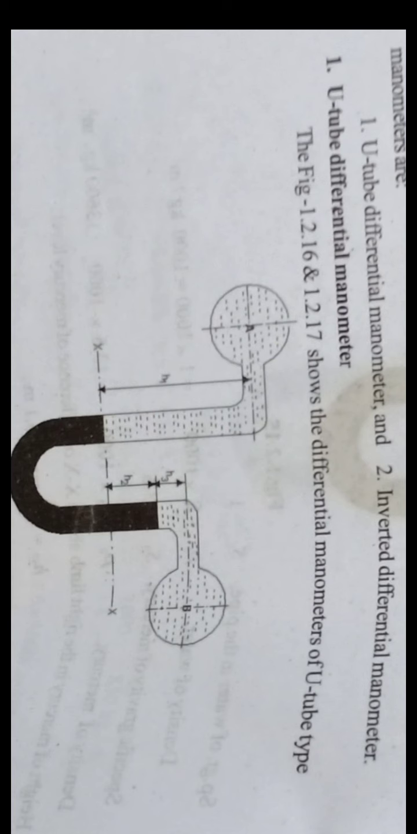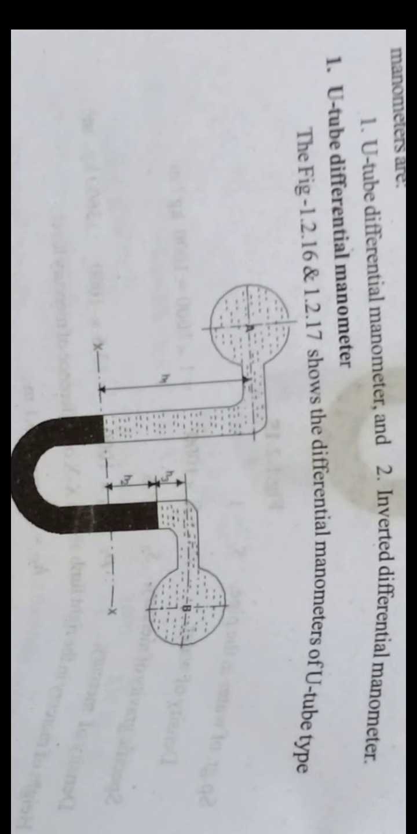Here also you can see a U-tube containing a heavy liquid as the manometer liquid. The two ends of the U-tube are connected to two points, which here you can see are two different pipes. U-tube differential manometers are classified into two: the U-tube differential manometer and the inverted U-tube differential manometer. First we will discuss the U-tube differential manometer. You can see the diagram here. It is a U-tube differential manometer.